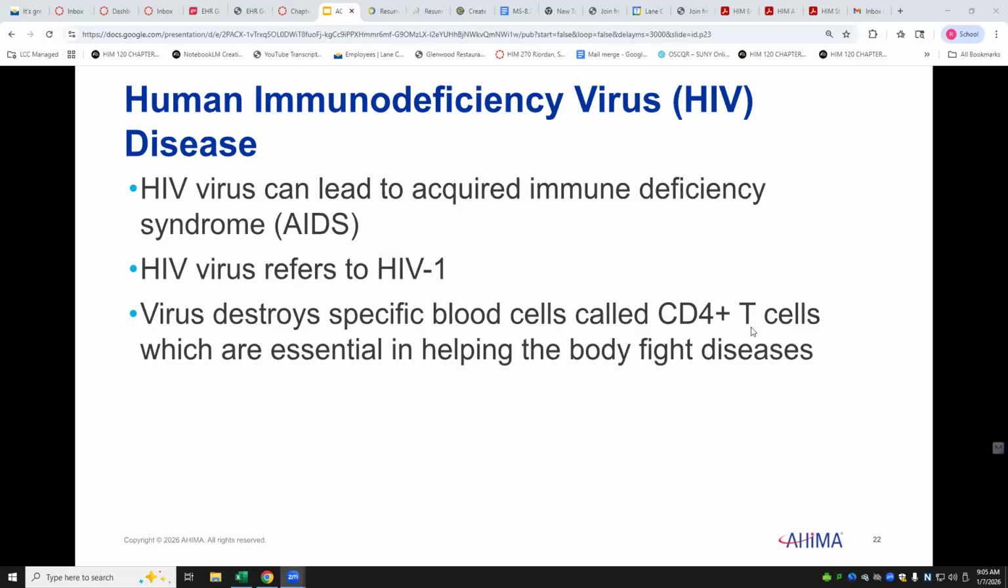Okay, everybody knows about the HIV virus that leads to acquired immune deficiency. There's a specific virus that causes AIDS or AIDS-related complex, as it's sometimes referred to, or HIV disease. We're all basically talking about the same thing. The virus destroys specific blood cells called CD4 plus T cells, which are essential in fighting diseases. Again, these are specific blood cells that are part of the immune system.